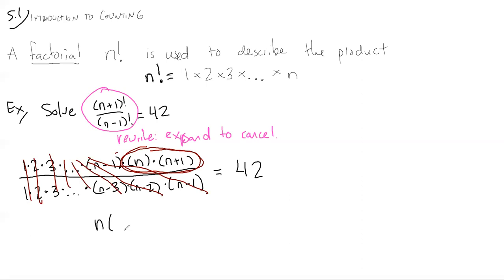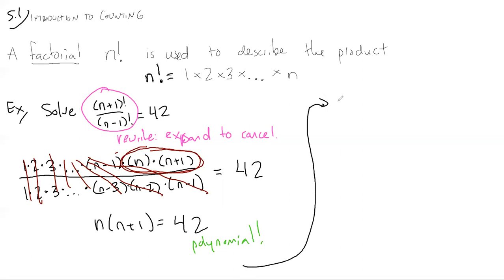So what I've got is n times n plus 1 equals 42. And so this is a polynomial equation. You might be able to figure it out from looking at the numbers right now, but I will go through and solve it algebraically. So for a polynomial equation, we're going to bring everything to the left and simplify. And so I should have n squared plus n minus 42 is 0.